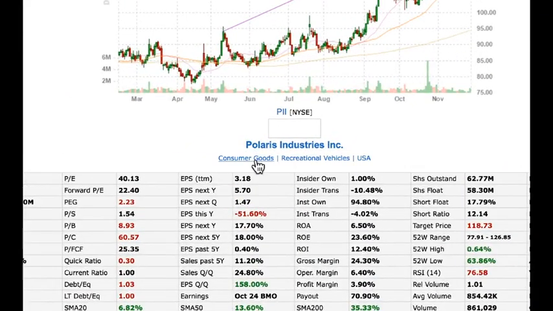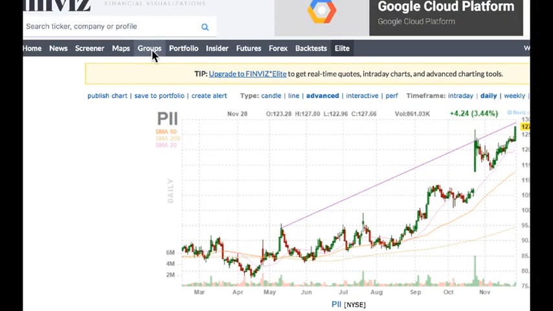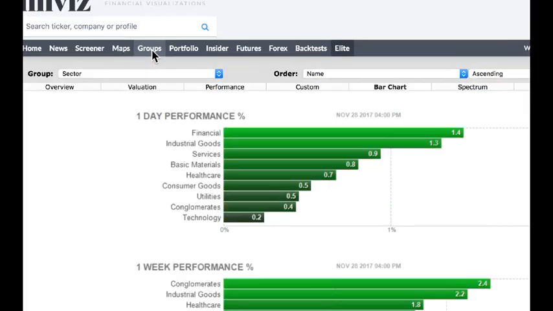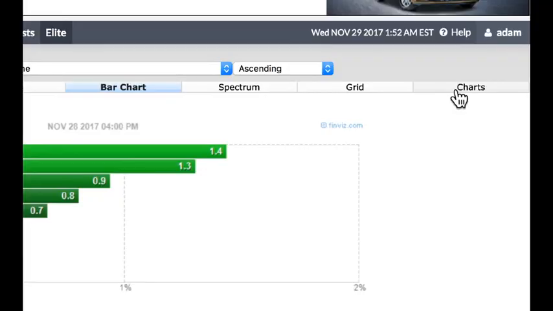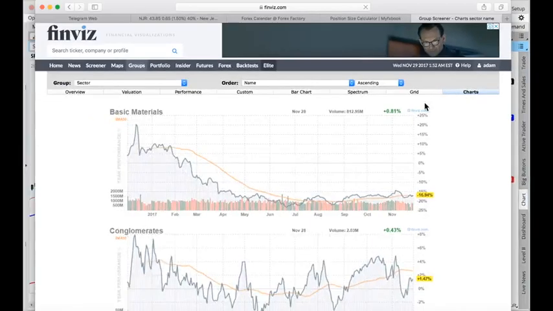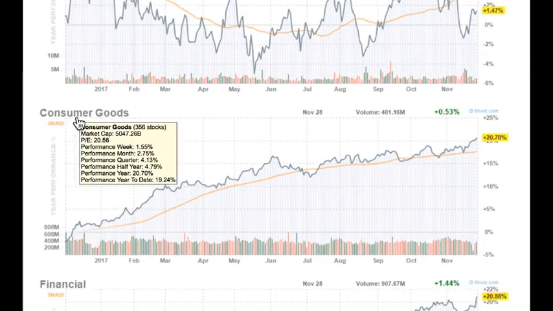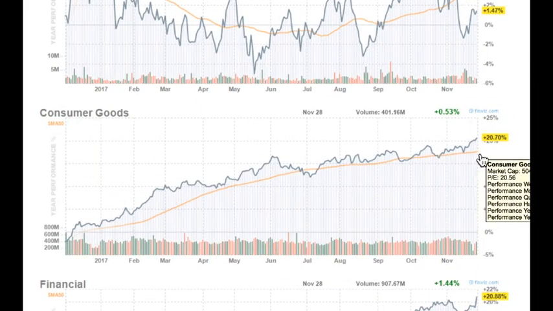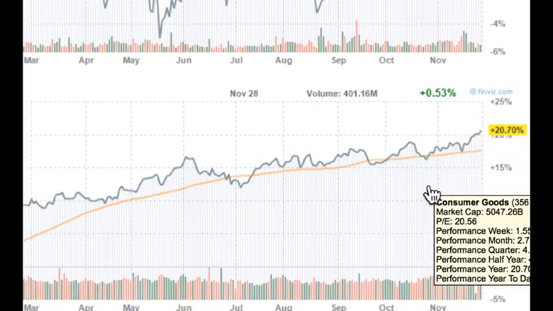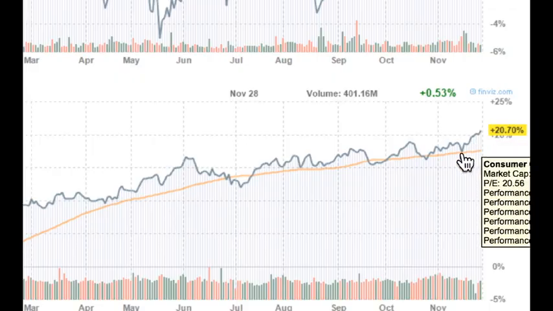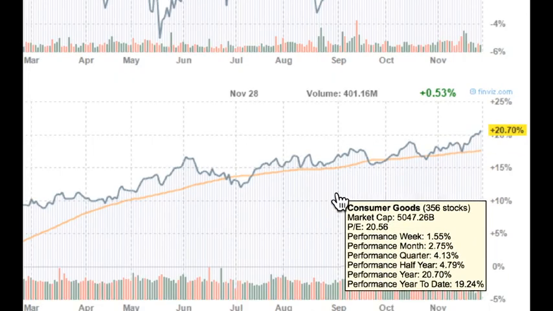Okay. So how do we check the sector and the industry? What we do is we go to groups over here, click on groups, and look at sector, and go to charts. And we're looking for consumer goods. There we are. So you can see that consumer goods is on an uptrend. Okay, by the way, this orange line you see, that's the 50 moving average. So what you want to see is that the price is above the 50 moving average and the 50 is sloping up. So this tells you the whole sector is on an uptrend.